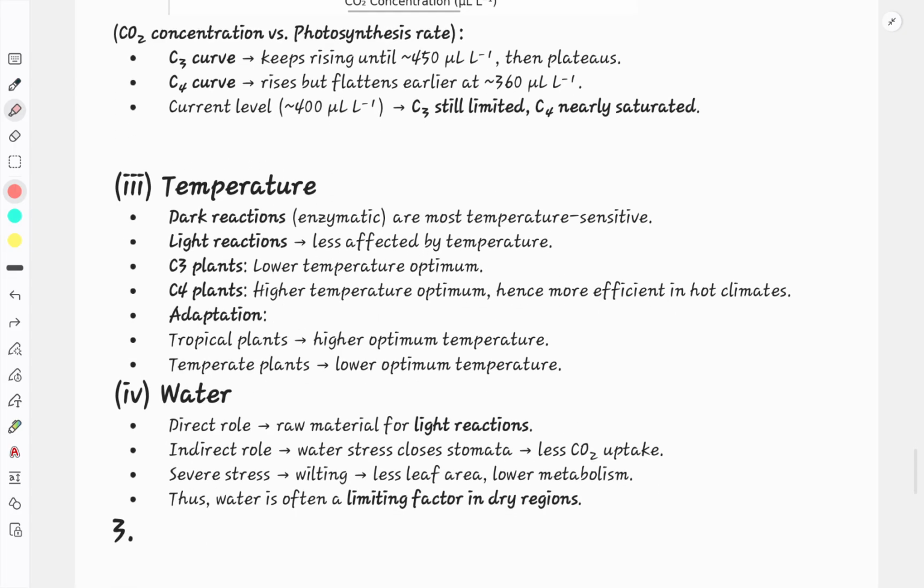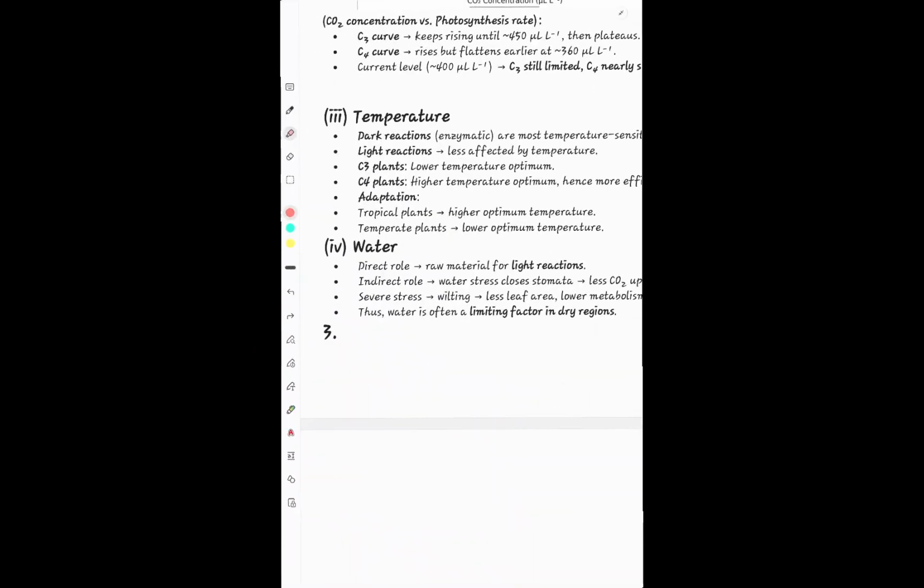Now comes temperature, which also affects the rate of photosynthesis in multiple ways. The dark reaction is mostly driven by the enzyme rubisco, and if the temperature rises too much, it will lead to denaturation of the proteins which help in the photosynthesis process, because it is a temperature-sensitive process.